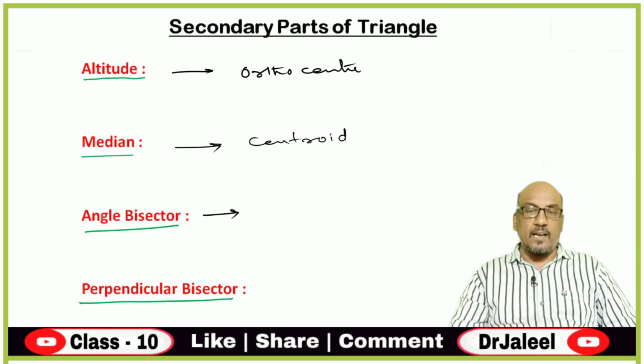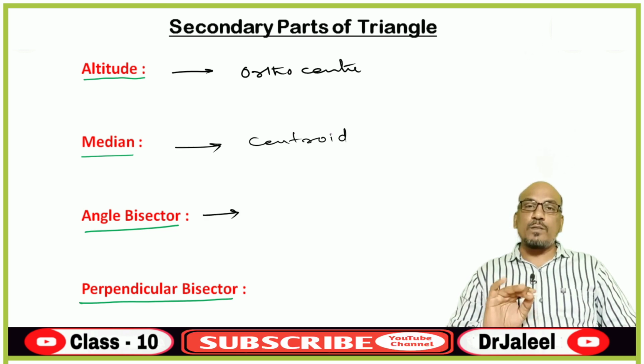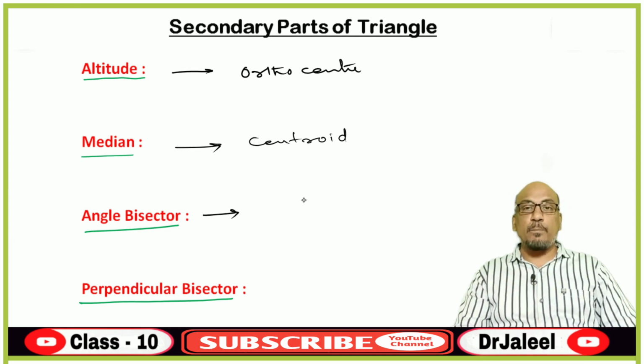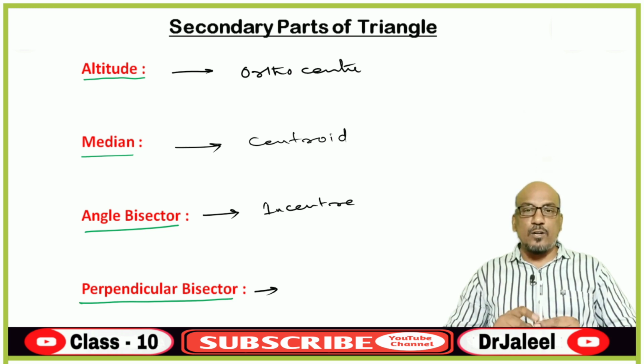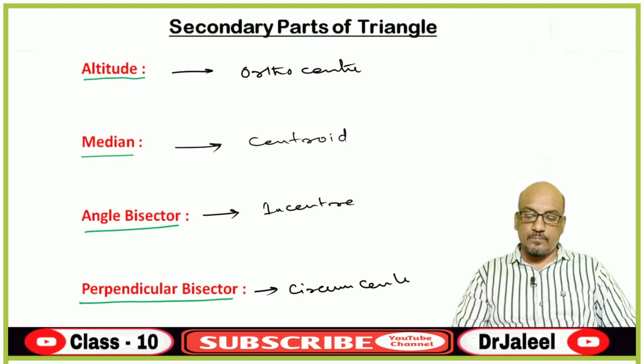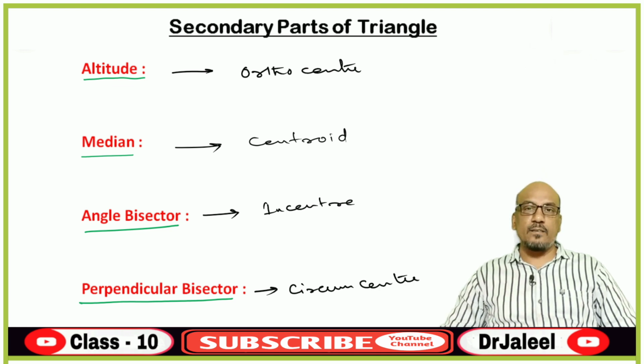And angle bisector, a line drawn from the vertex which divides the angle into two equal parts is called angle bisector, and the point of concurrence of all these angle bisectors is called incenter. And then perpendicular bisector, a line drawn perpendicular to the side which divides it into equal halves is called perpendicular bisector, and the point of concurrence of these perpendicular bisectors is known as circumcenter. I hope you got the clarity in this content better.